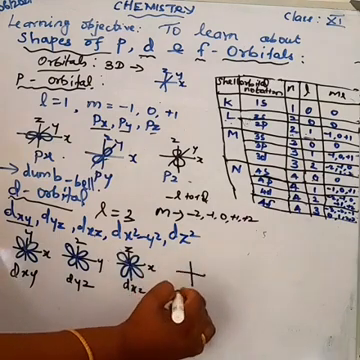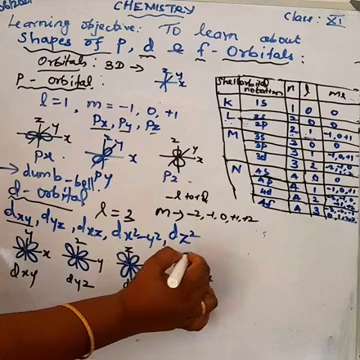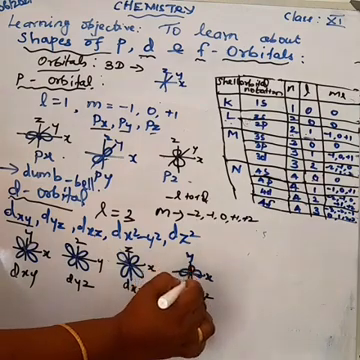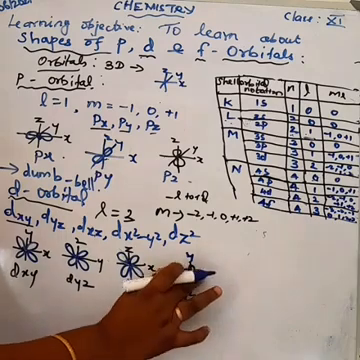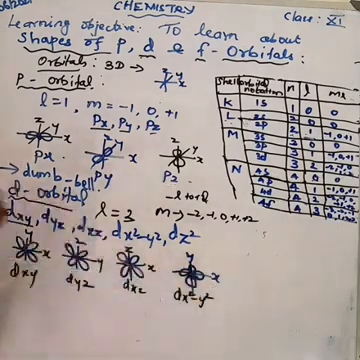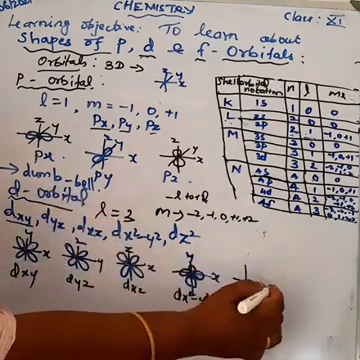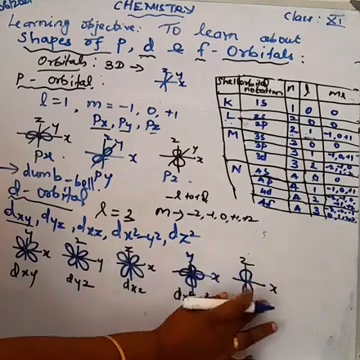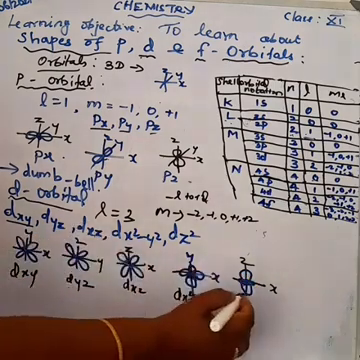After that we can draw the dx square minus y square. How to draw the dx square minus y square orbital shape? The dx square minus y square lies along the x and y axes. This is the x axis, this is the y axis, and the orbital lies along the x axis and along the y axis. And dz square. The dz square orbital lies along the z axis. The electron cloud also has its center at the axis.